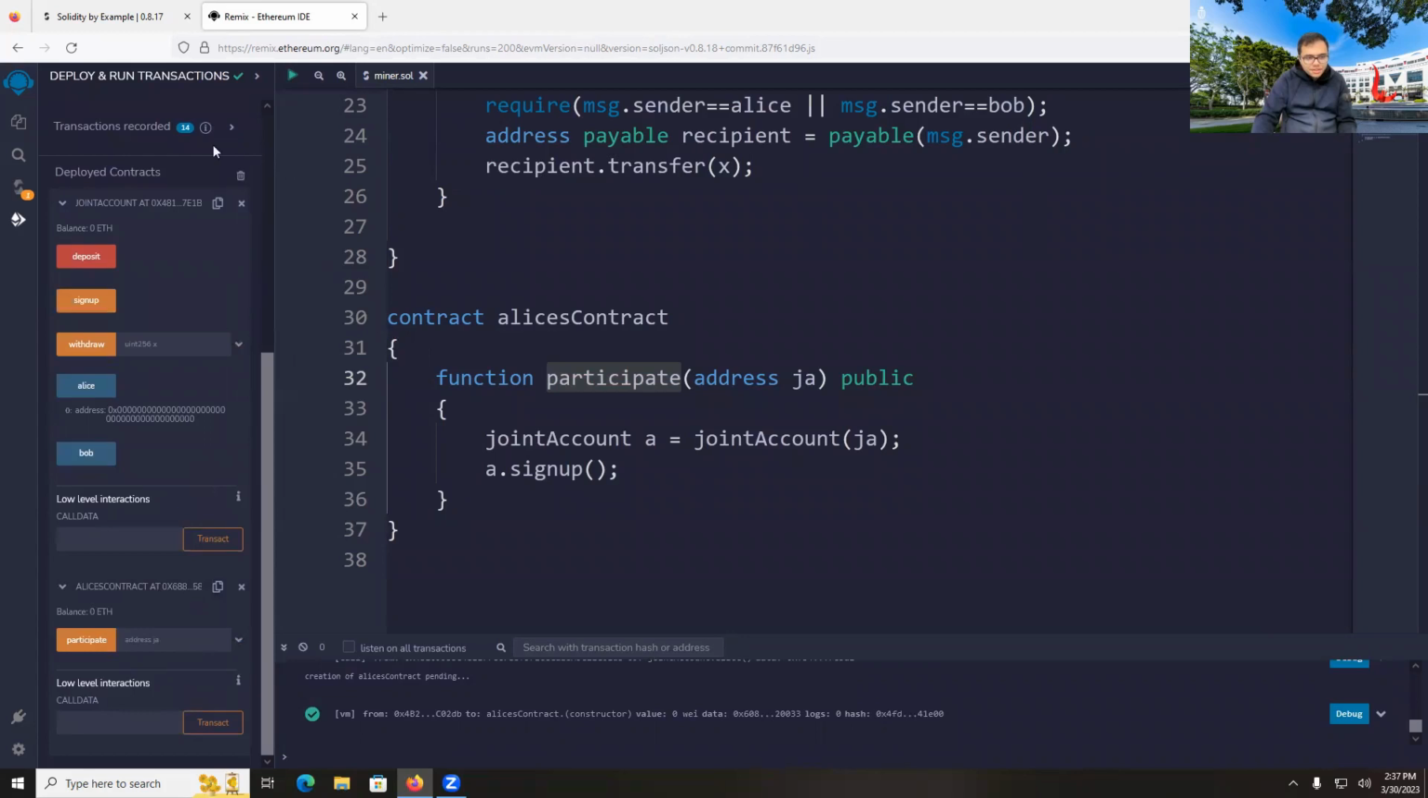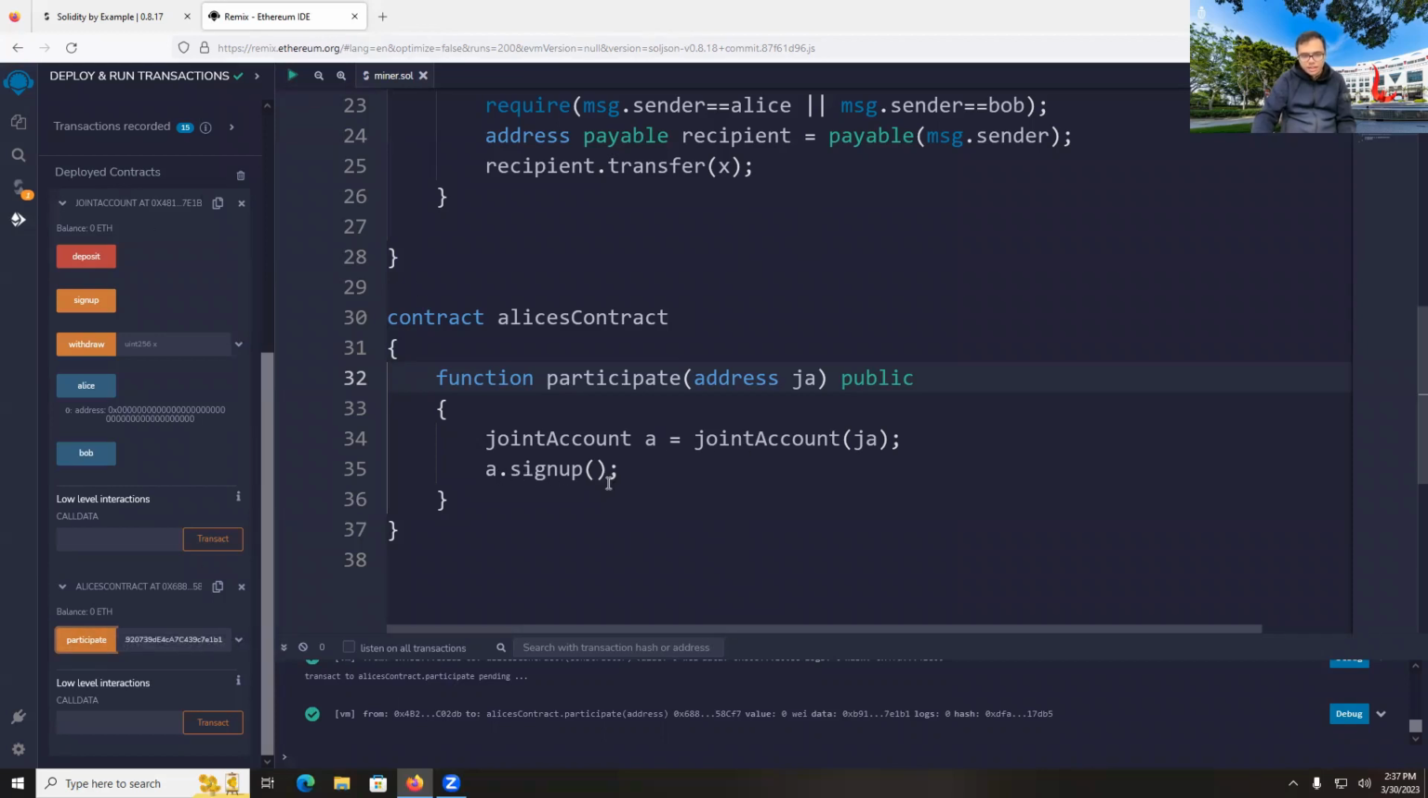Now, you see, when I deploy this contract, it has an address. And so my Alice's contract doesn't know the address of joint account. So I have to copy the address of joint account and give it here so that it's passed to this function participate. And then now I can call participate. And so when I call participate here, it used this address to find the joint account's contract and then call the sign up function there.